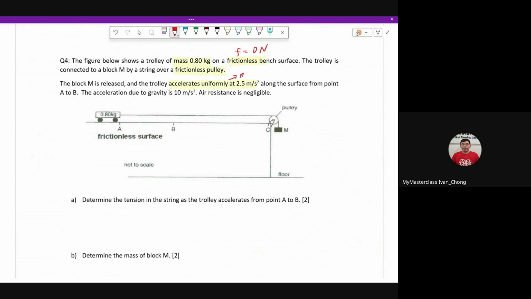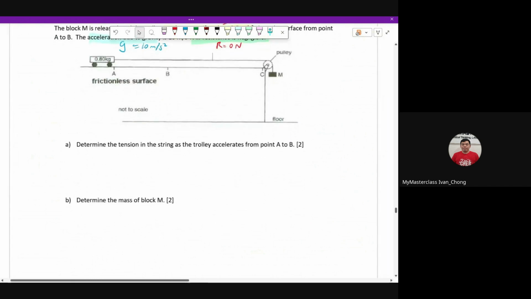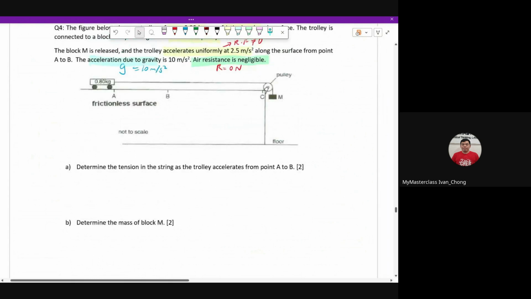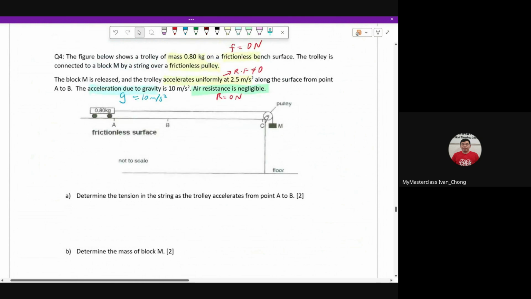Accelerate means I have resultant force, not 0. Okay, and they tell you that G is 10 meters per second square. So don't be tricked by this acceleration due to gravity. And they tell you air resistance is also negligible. So that just reinforces that F must be 0. Right? Or if you want to be more specific, this will be R. Now, determine the tension in the string as the trolley accelerates from A to B. So tension in the string itself, we have two different tensions. We have this tension, we also have this tension.